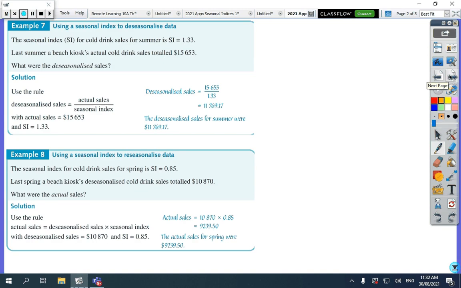So the seasonal index for cold drink sales in summer is 1.33. Now you'd expect in summer the 1.33, so that means it's 33% above the normal average. So in summertime you sell more drinks than normal. So if the drinks sold were $15,000, what's the deseasonalised sale, which is basically saying what's the average sale. So you take your 15,653, you're deseasonalising, so you divide by the index. At this stage the index is just given to you, and then you divide, and because it's money you just round to 2 decimal places.